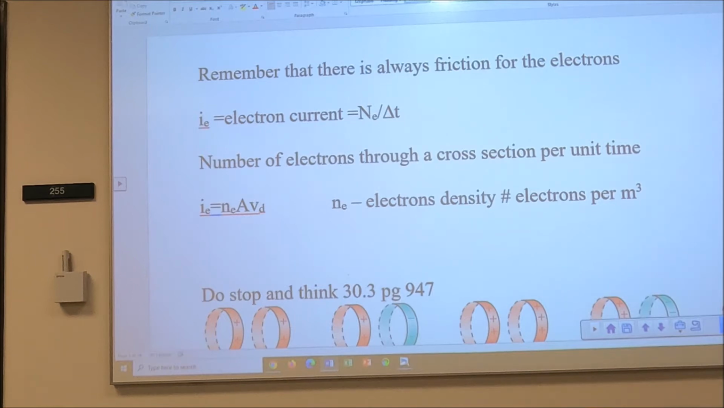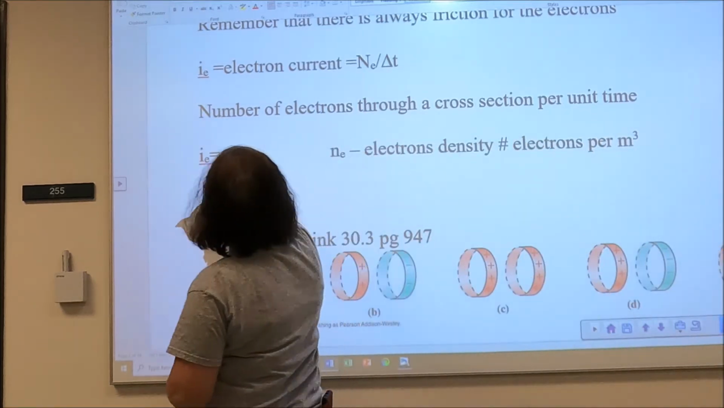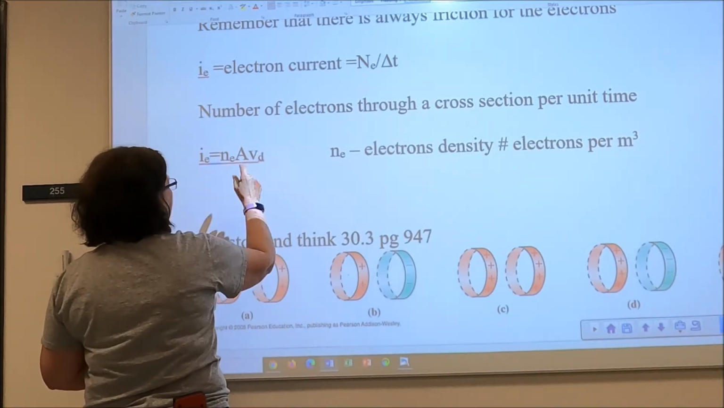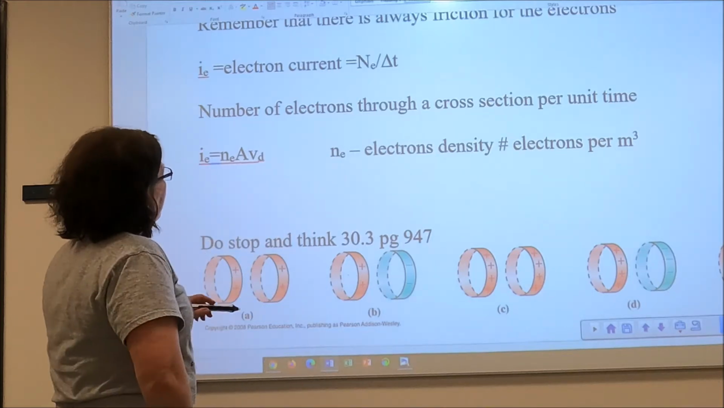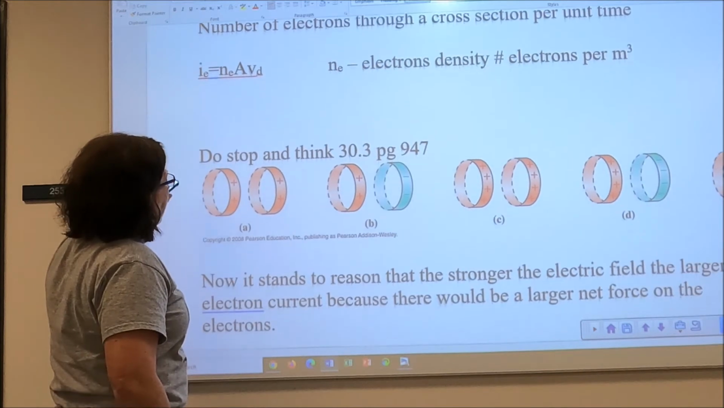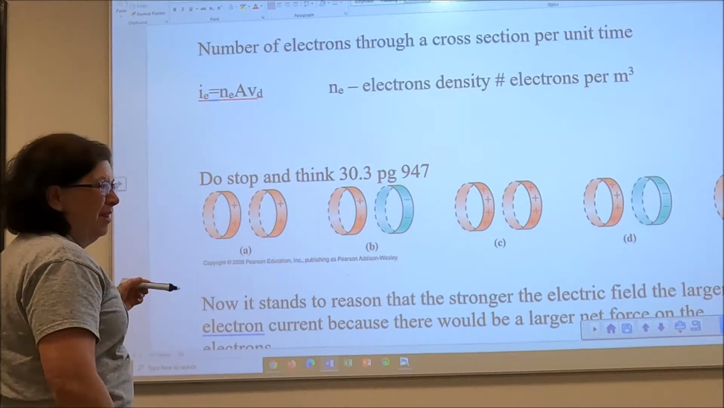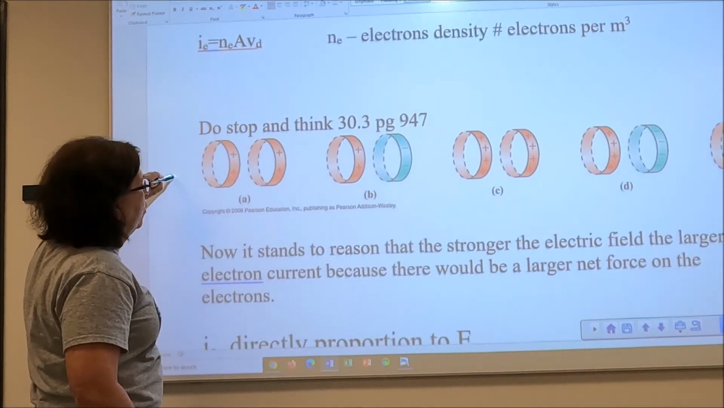Little I sub e, the electron current, is equal to N sub E divided by delta T. It's the number of electrons that pass through a cross-sectional area per unit time. N is the electron density per meter cubed. So we could say that I sub E is equal to little n times the cross-sectional area times the velocity. Now, I'm not going to worry about calculating that. It's really not that necessary for what we're doing.